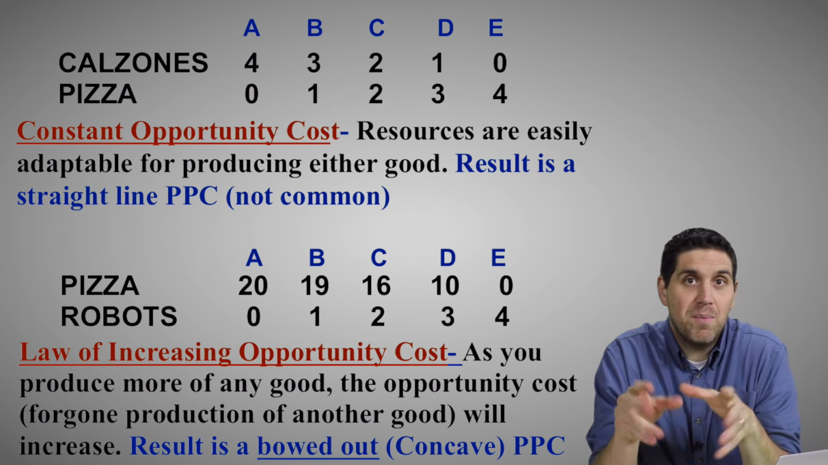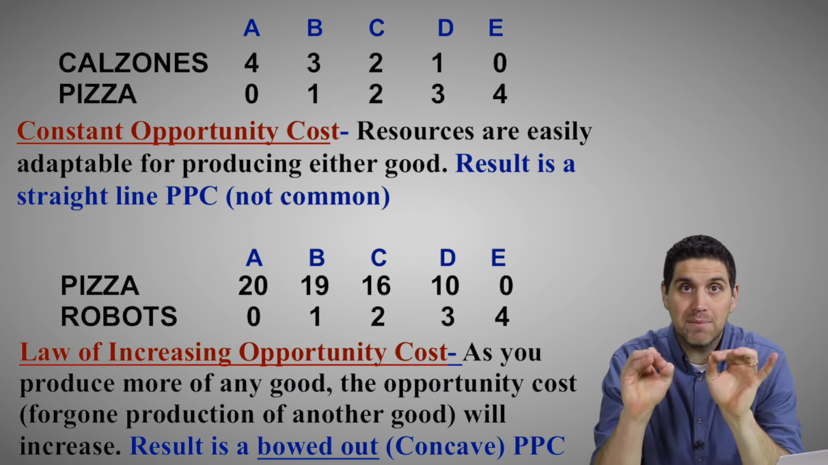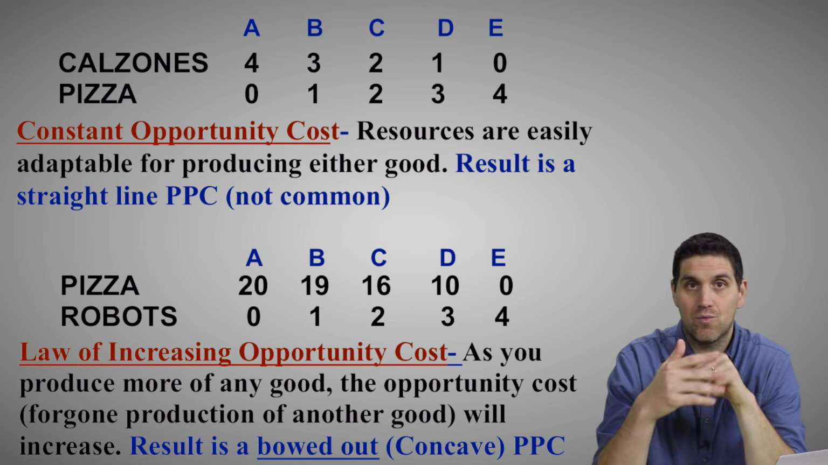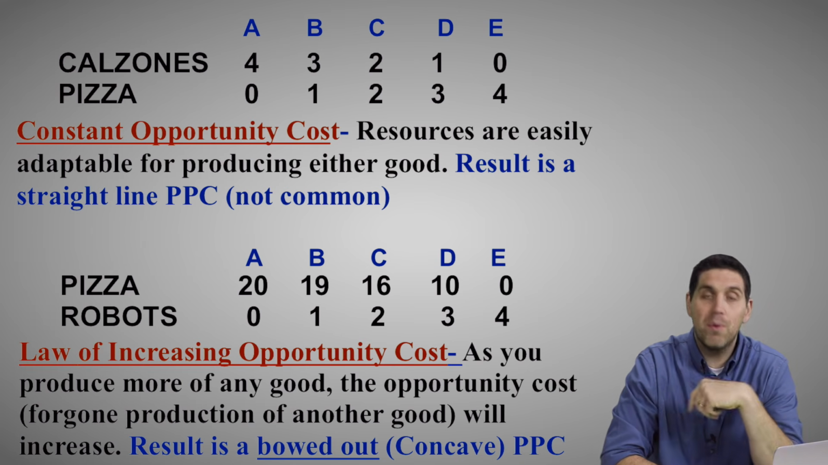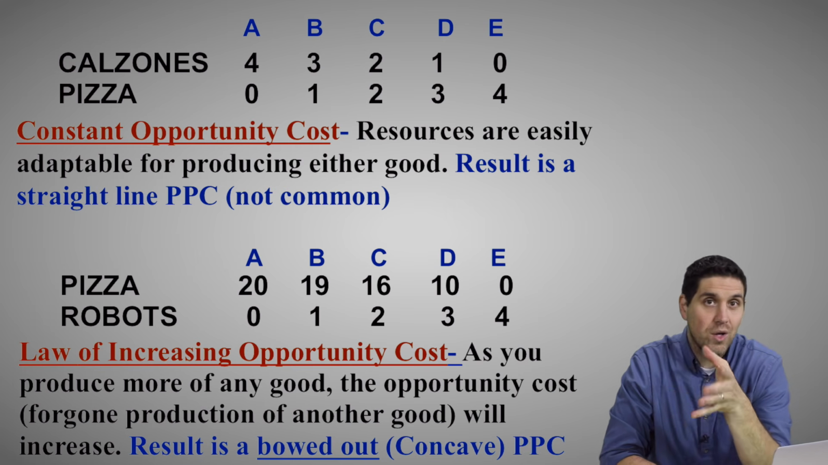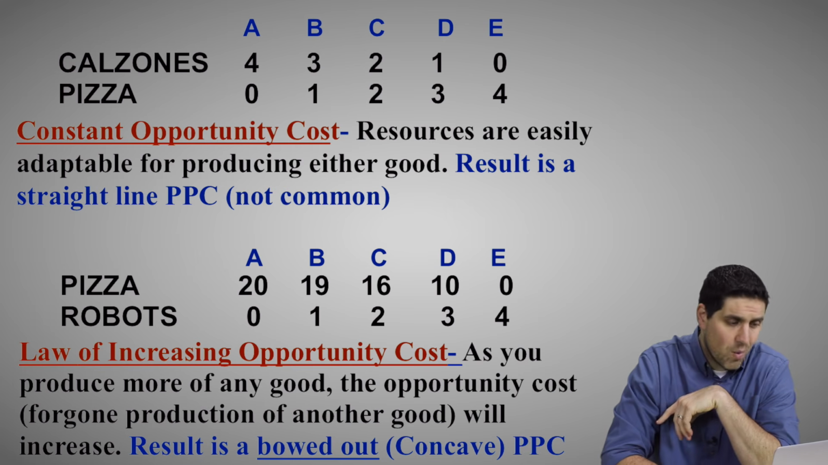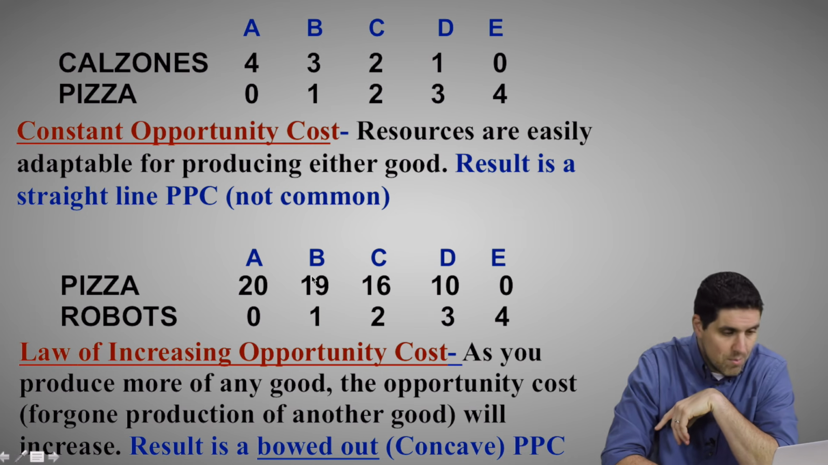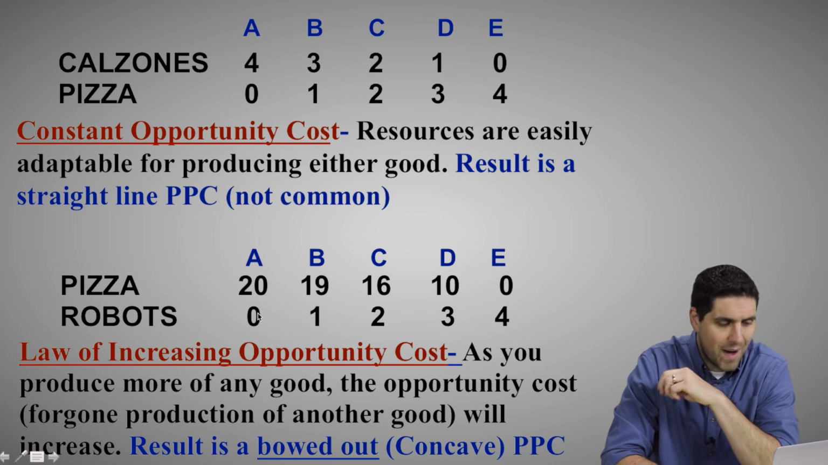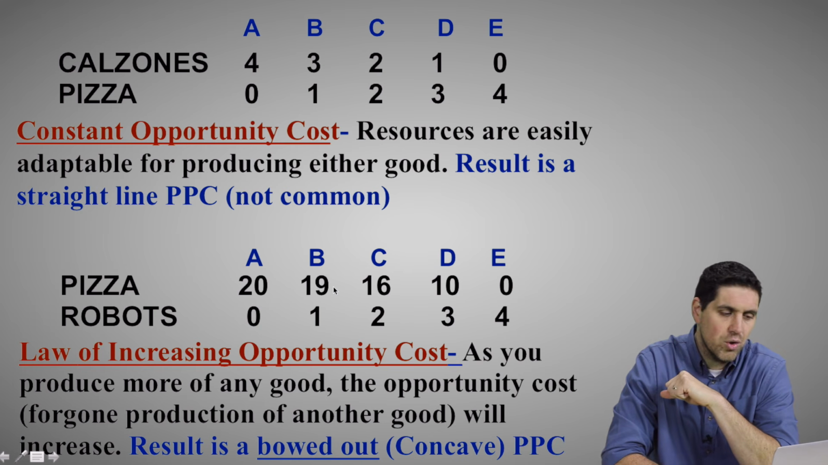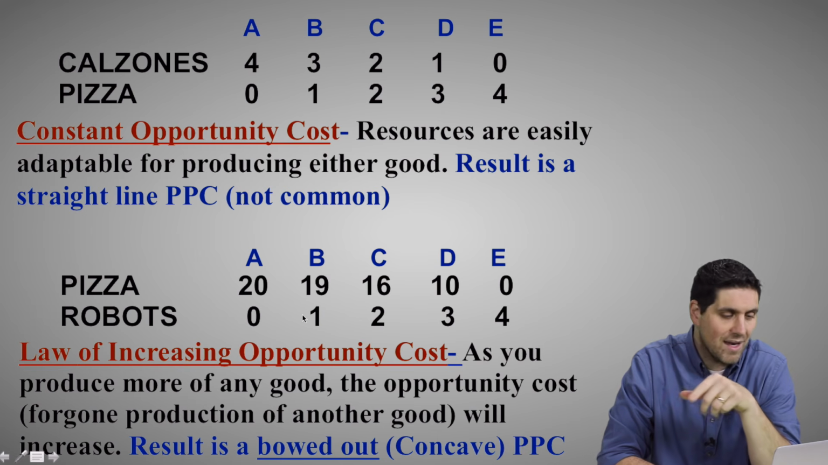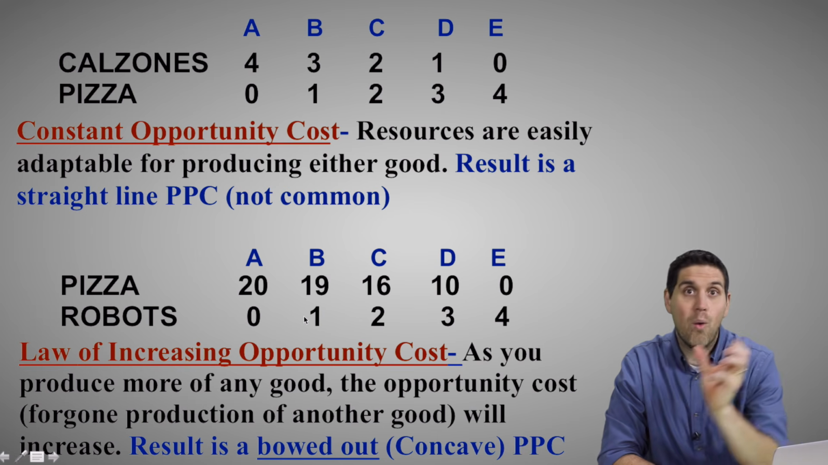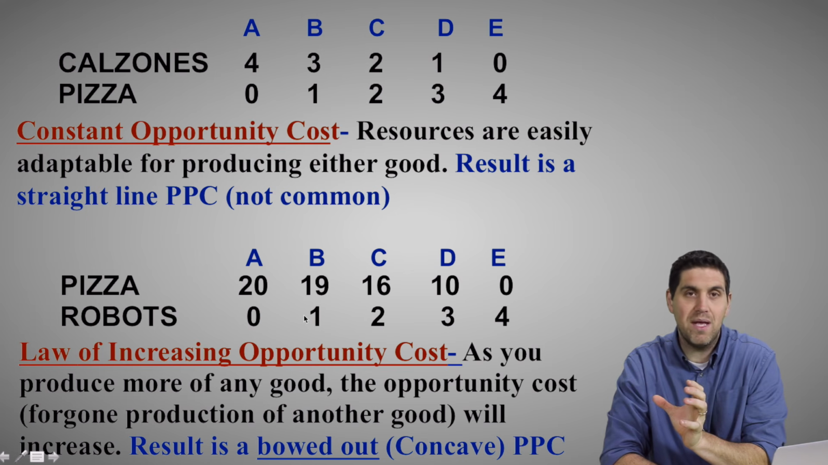And the reason why is because resources are not easily adaptable between the production of these two products, pizzas and robots. Let me explain why with an example. If we're producing combination A, we're producing all pizza. So all workers, including workers that are better suited towards robots, are working at producing pizza. Now when we move to combination B, we're moving out those scientists and those people who are good at making robots. We gain 1 robot and we don't lose very many pizzas because they're not particularly good at making pizzas anyways.